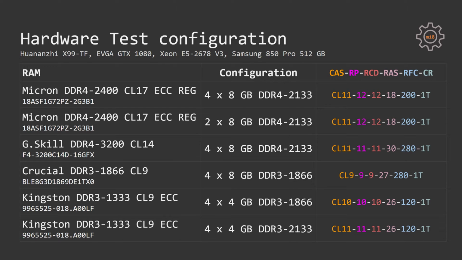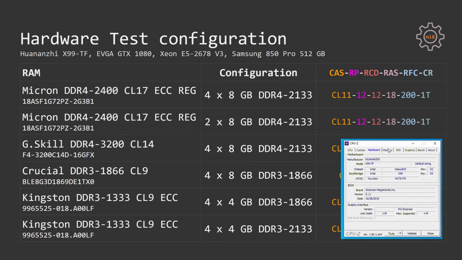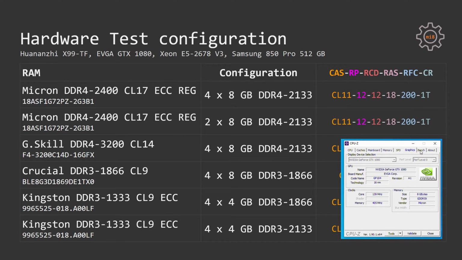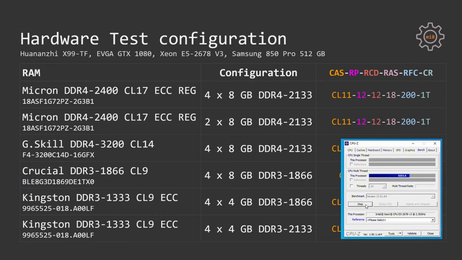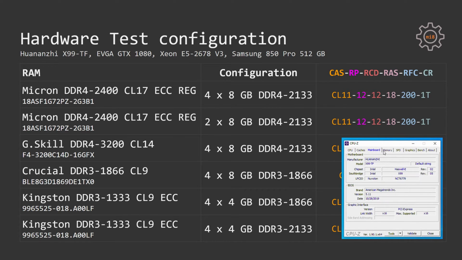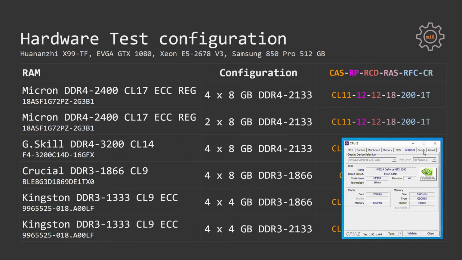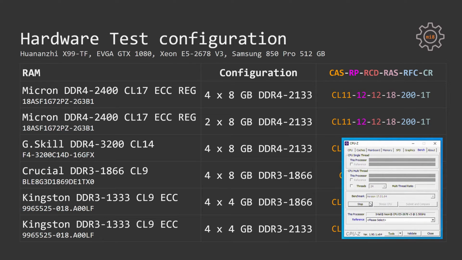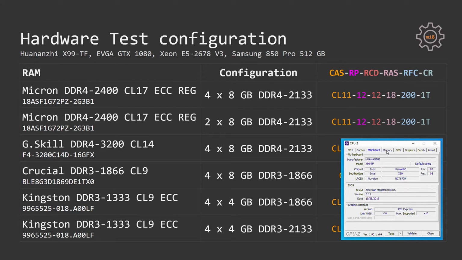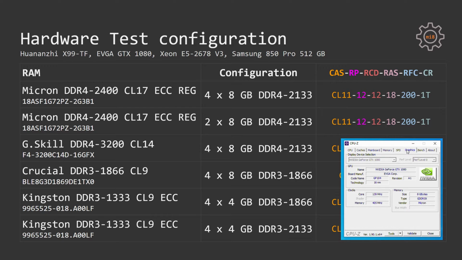These modules are going to be tested in the following configuration. Micron DDR4 2400 CL17 ECC registered, tested with 4 modules running at DDR4 2133, means 32GB of RAM in quad-channel configuration. Micron DDR4 2400 CL17 ECC registered RAM running with 2 modules 8GB each at DDR4 2133, means 16GB in total in dual-channel configuration. G.Skill DDR4 3200 CL14 with 4 modules, 8GB each, DDR4 2133, means 32GB in total in quad-channel configuration.